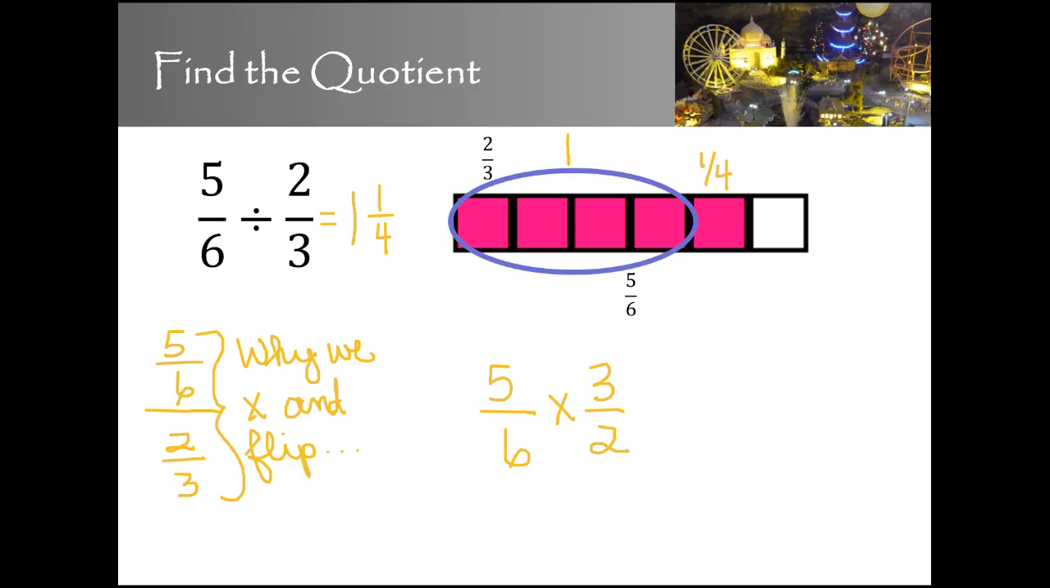Now we have a multiplication problem to solve, so we go ahead and see if we can cross cancel, which we can. 3 divided by 3 is 1, and 6 divided by 3 is 2. We multiply straight across, and we end up with 5/4, and our final answer is 1 and 1/4 once we turn that improper fraction into a mixed number.